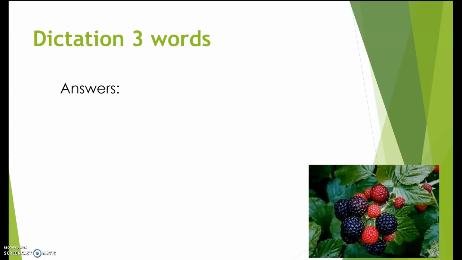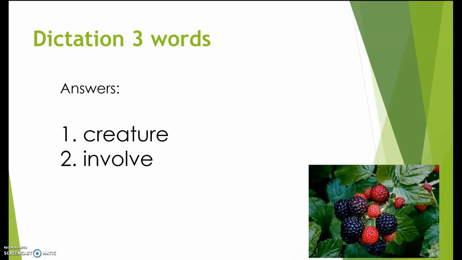Okay, let's check your answers. Please bring out your red pen to check your answers. If your answer is correct, please put 1. If your answer is incorrect, please copy the correct answer. Number 1. Creature. C R E A T U R E. Creature. Number 2. Involve. I N V O L V E. Involve. And number 3. Germinate. G E R M I N A T E. Germinate. Very good.